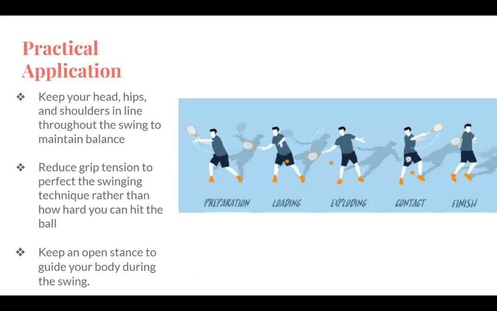So the practical application of this, which was also listed in the article because they were able to convert it, is to keep your head, hips, and shoulders in line throughout the swing to maintain balance, to reduce grip tension, to perfect the swinging technique rather than how hard you can hit the ball. This is because when you really know the technique, there isn't as much tension in your hand and you're a lot less rigid, so it just ends up making things a lot more efficient when you focus more on perfecting the technique. And keeping an open stance also for balance, but to guide your body during the swing.